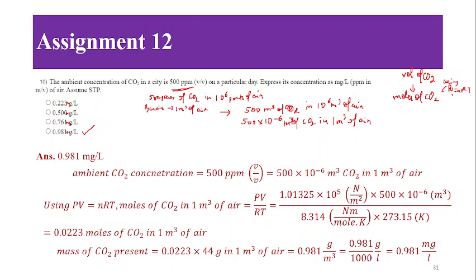So we know the STP condition as 273.15 Kelvin and pressure as 1 atm or 1.01325 into 10 to power 5 Newton per meter square or pascals. So we plug in this value. R will be taken as 8.314, which is given here. So these values are plugged in here, and we know the volume. So we can find out the moles of air in 1 meter cube of air. So we get the moles of CO2 in 1 meter cube of air as 0.0223 moles.